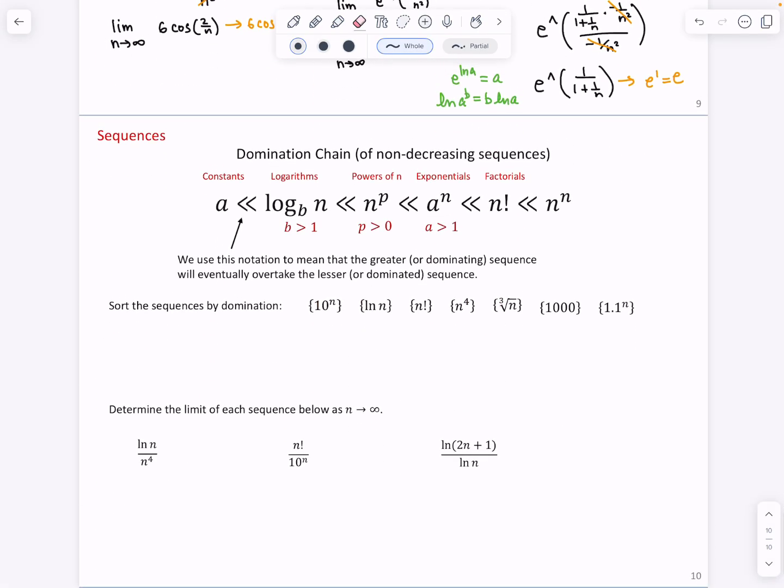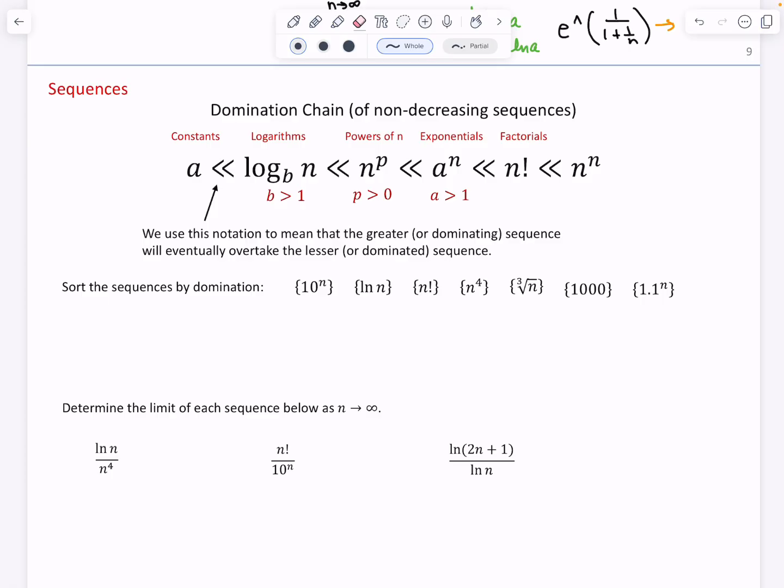Okay, last page. I'm introducing what I call the domination chain of non-decreasing sequences. So we have different categories of non-decreasing sequences, and I'm sorting them by their growth potential. Now think of n as the variable that's approaching infinity, and all the other letters you see here as constants. At the bottom of our domination chain is a simple constant. Something that grows faster than constants are logarithms, as long as this base right here is more than 1. If the base is more than 1, this sequence will eventually approach infinity, which will eventually overtake any constant.